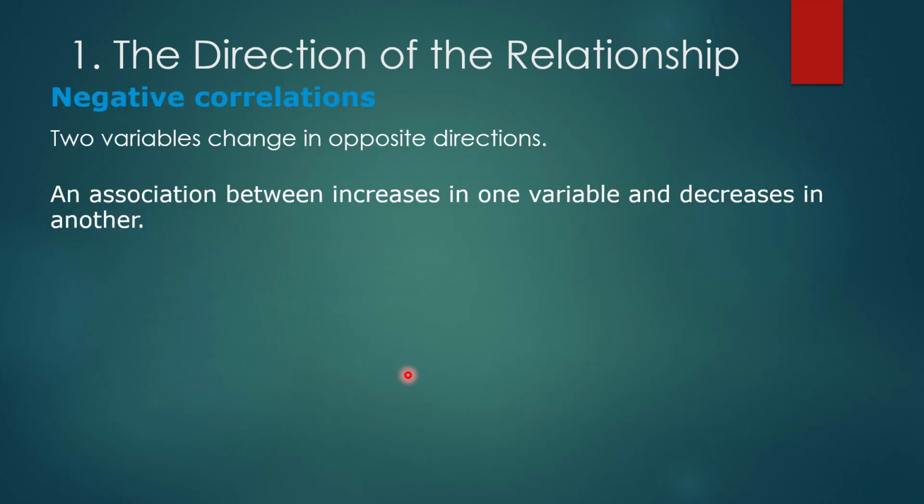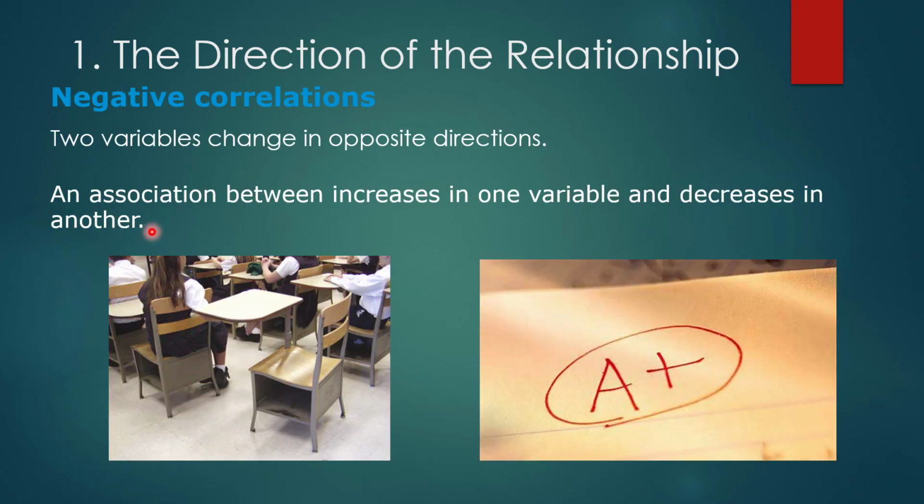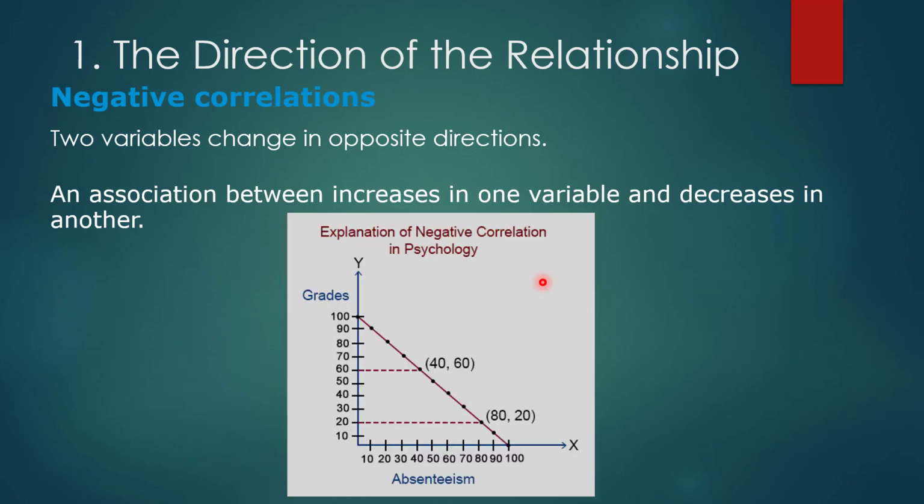Let's talk about another example. Let's say we notice that as somebody is missing a lot of class, or absent from class, their grades suffer. If we were to take a group of individuals, we might find that as absenteeism increases, so the more they're absent from class, the lower their grades are. You see how these are moving in opposite directions. As one increases, the other decreases. This would be variable x, and this would be variable y, moving in opposite directions.